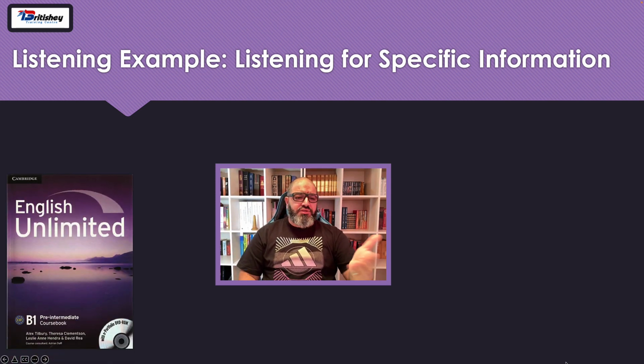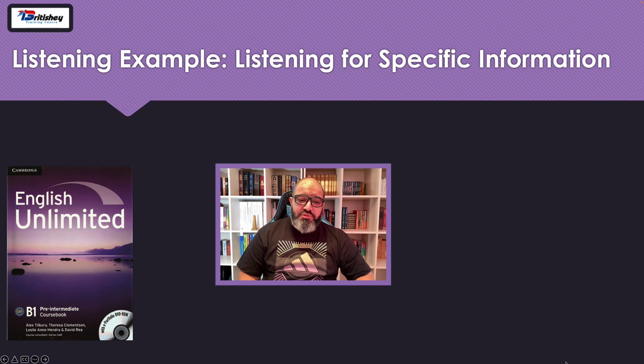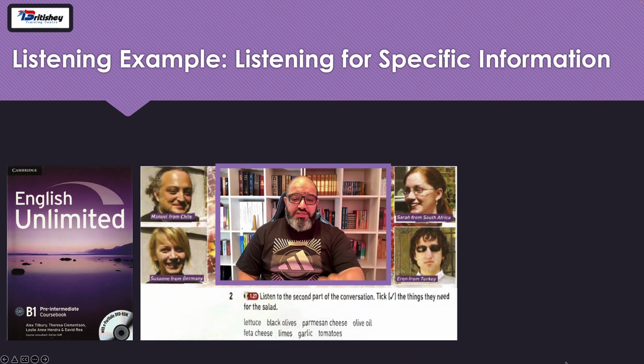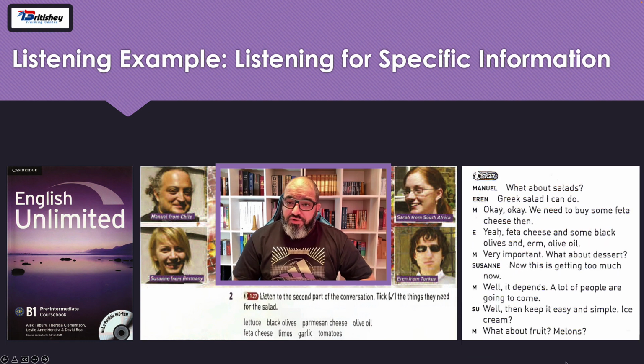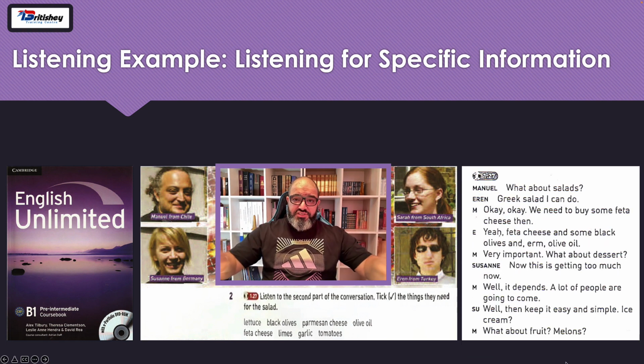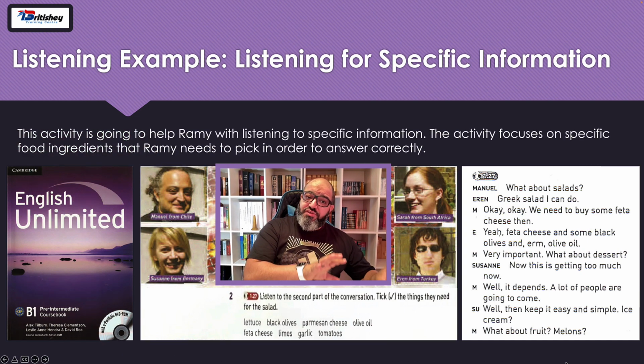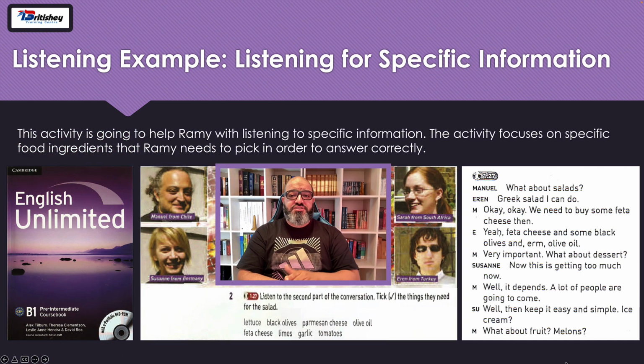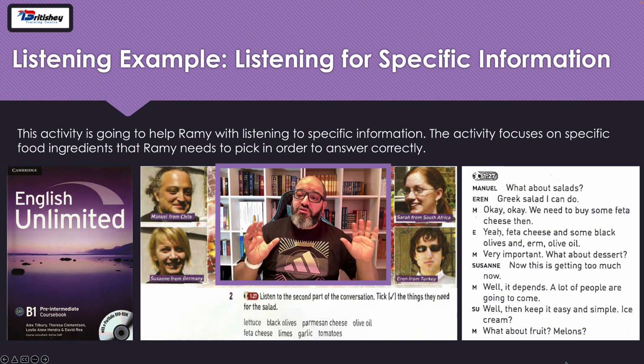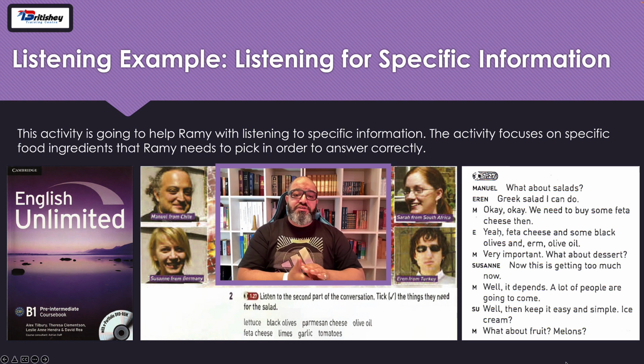Example. And I used here English Unlimited. And listen to the second part of the conversation. Tick the things they need for the salad. And I provided also the listening track so that my tutor can see everything, right? And then this activity is going to help Rami with listening to specific information. The activity focuses on a specific food ingredients that Rami needs to pick in order to answer correctly.